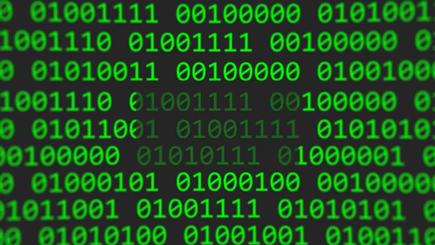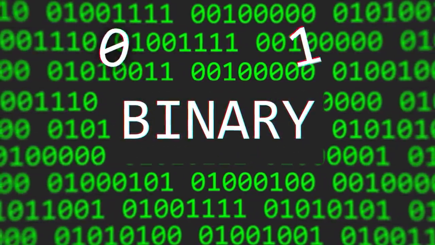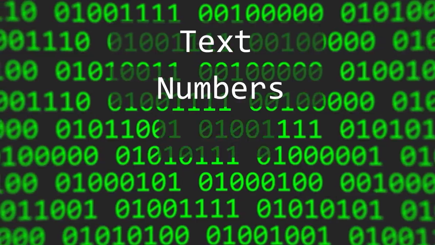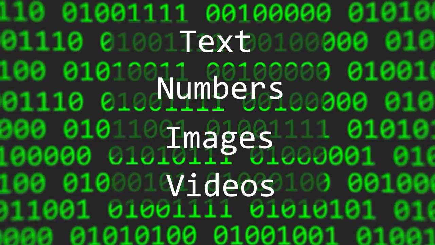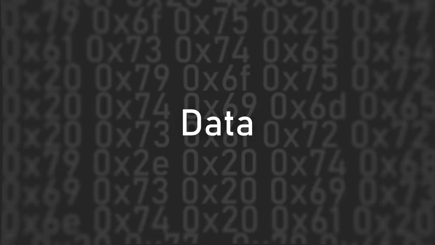You've probably heard that computers use binary for everything, right? But how is binary, these zeros and ones, used to store text and numbers and images and videos and everything else at the same time? To give a short answer, every type of data, text, numbers, whatever, has its own set of rules for how the bits are supposed to be used.